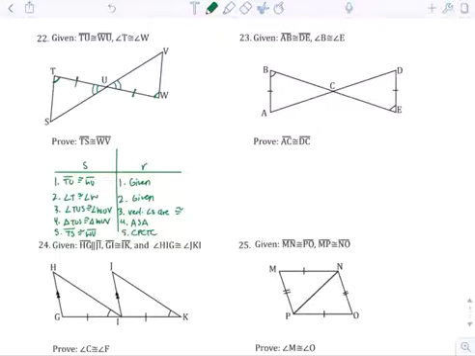23, it's nice that they write all of our tick marks, but you guys are definitely going to have to do this for yourself on quizzes and for tests. So statements and reasons.